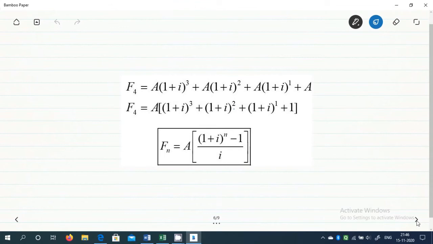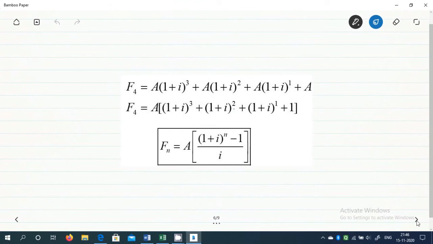And more appropriately, this is the final formula, that is how I can find out the future value for the nth year. We are writing future value equal to A into 1 plus I to the power n minus 1, divided by I. Okay, so we'll just see one example of this also.